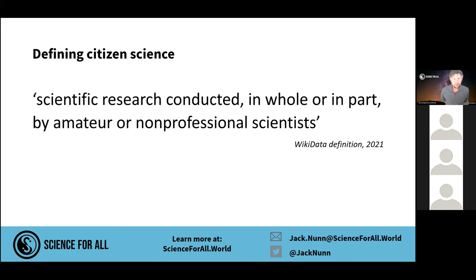So let's just try and define citizen science. I like Wikidata because anyone can edit it. It's a participatory form of structured data. And so this was the definition I found. Whether we agree with it or not is for discussion. So it's scientific research conducted in whole or in part by amateur or non-professional scientists. And instantly we're getting into labels, aren't we? I do a lot of research that I'm not paid for. Does it mean I'm an amateur? If I play music for free, I'm an amateur musician. If I get paid, suddenly I'm professional. That's more an issue of research funding rather than skill. So these definitions really need digging down into.